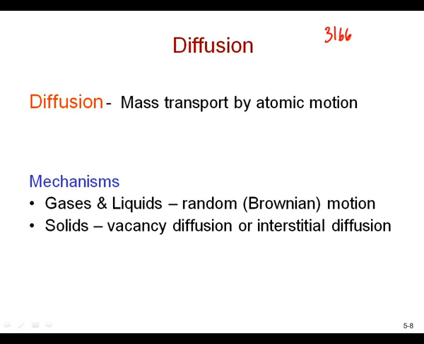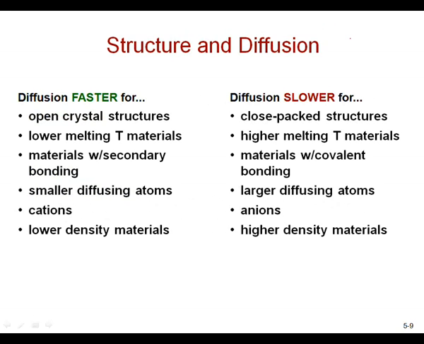Now with solids, in the solid state, we've got these bonds. So in order for atoms to diffuse in solids, they've either got to move by vacancies or as interstitial atoms. We'll come back to this. What makes diffusion faster? We already talked about two of them, right? Open crystal structures, and temperature, as the temperature increases.